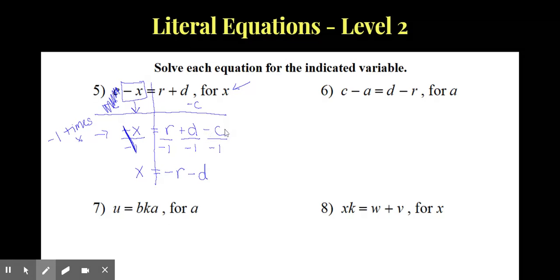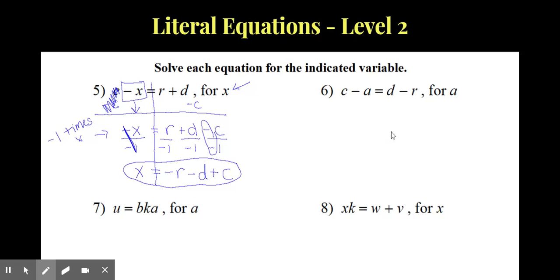Finally, we have a negative c divided by -1. A negative divided by a negative will make this become a positive. C divided by 1 gives me c. So my new equation now says x equals -r minus d plus c. This is the same equation that we started with. The only difference is now it is solved for x because it starts with x equals.